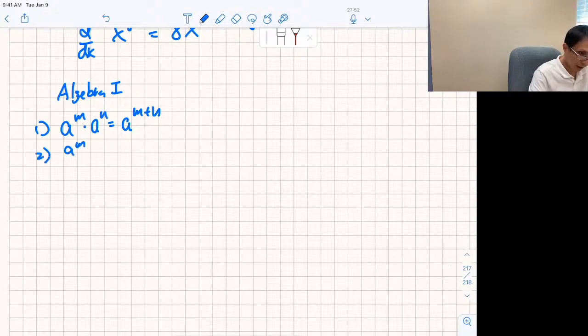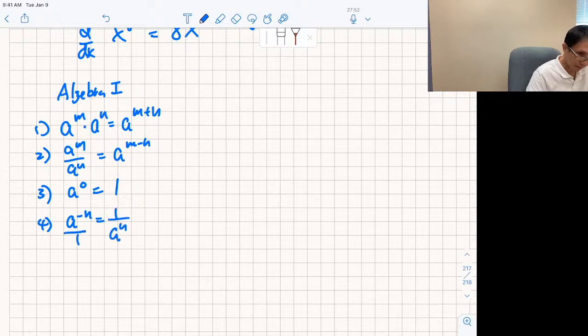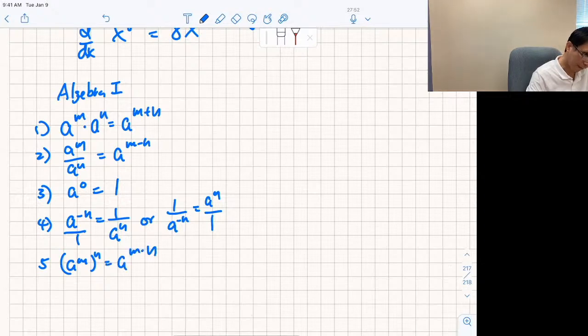2. a to the m over a to the n is equal to a to the m minus n. We actually did that yesterday. 3. Anything to the 0 power is 1. 4. Anything to the negative power is equal to 1 over a to the n, or 1 over a to the negative n is equal to a to the n over 1. Fifth rule, a to the m, to the n power, is equal to a to the m times n.